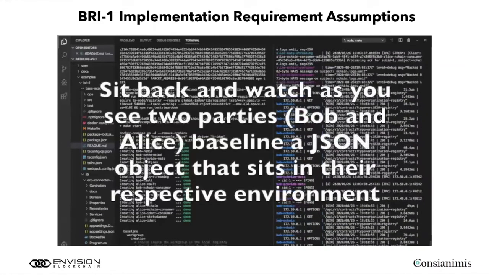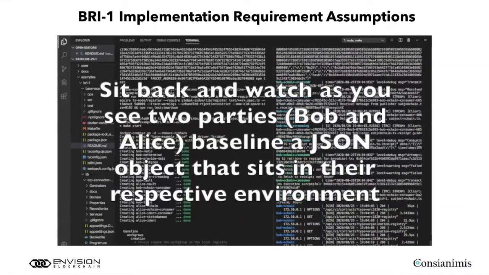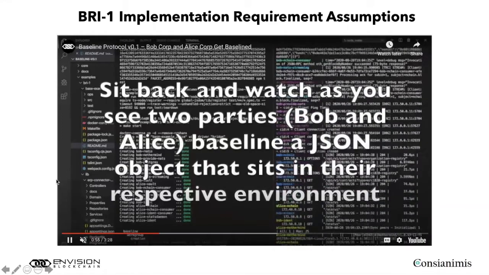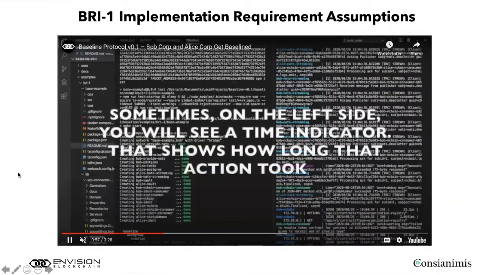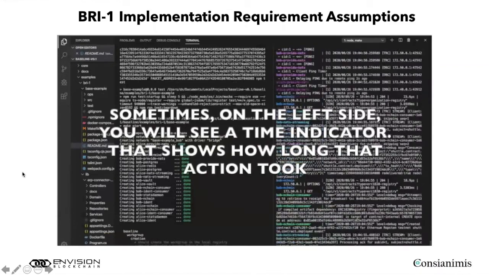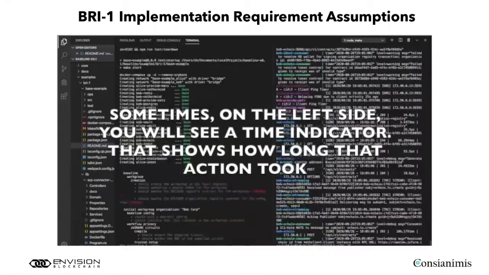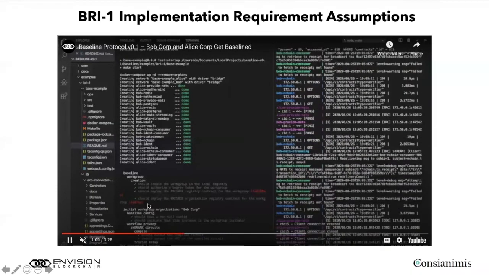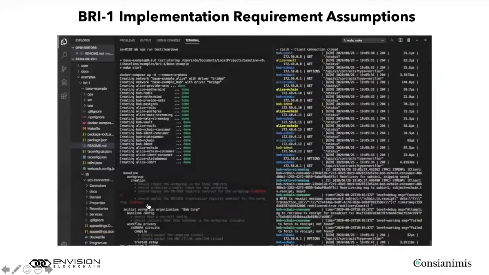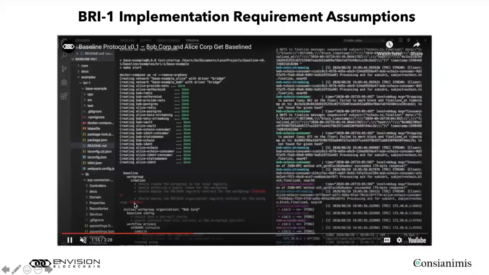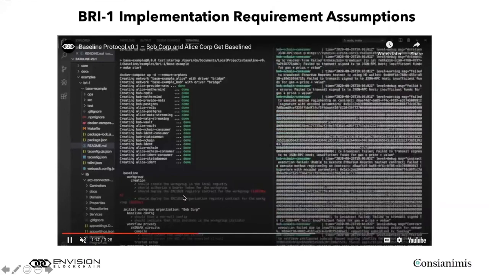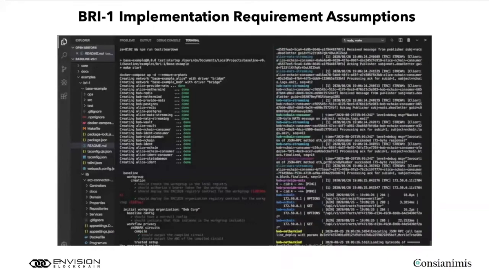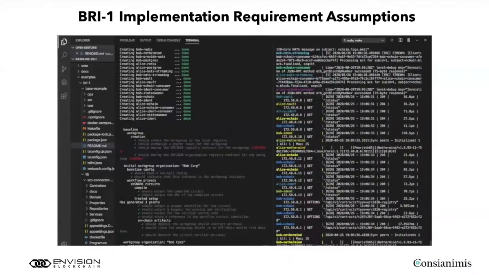And notice over here, as these two parties are beginning to baseline their document, so to say, if you take a look at the section over here, you have baseline work group creation. You'll be able to see on the left-hand side all the checks as these requirements are being deployed. These are the actual deployment actions that are happening. You can see the time that it actually took for these actions to be deployed. Okay, so we're going through here. Now, Bob Corp is setting up the work group because Bob, and we'll get to this in a second, is initiating this.